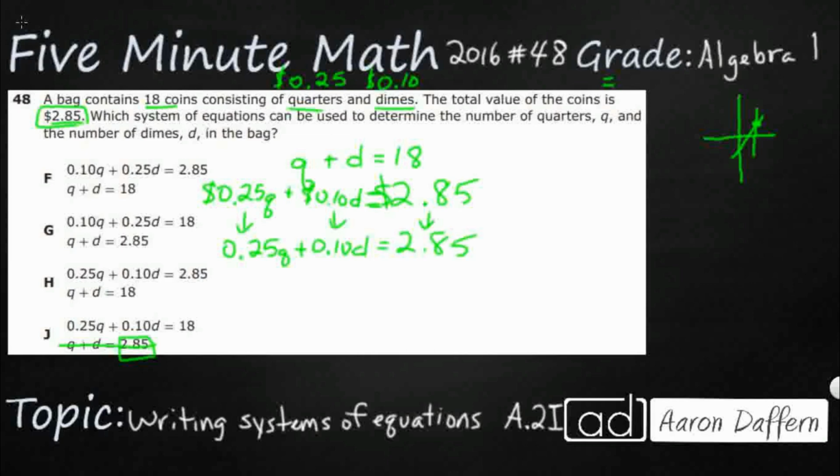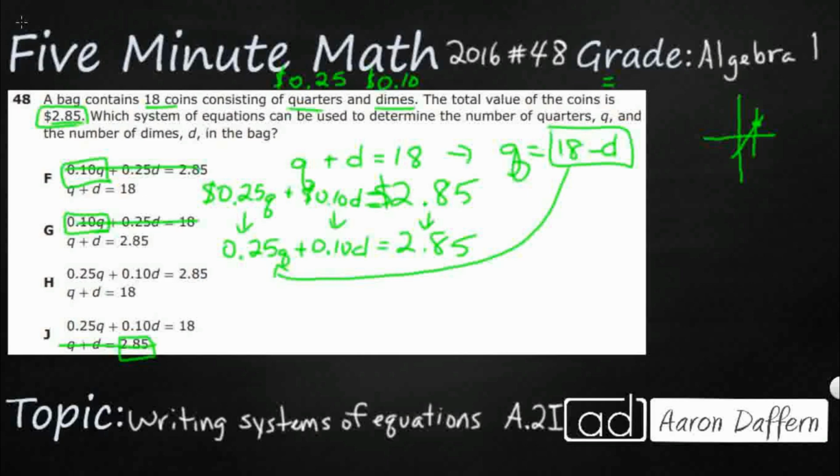And so where do we see this one? We see that on H. Look at G and F. They've got 10 cents per quarter. It's 25 cents per quarter. So that's the issue there. Now, if we wanted to solve it, we could rewrite this: Q equals 18 minus D. I just took the D to the other side, and then substitute this in to here, and we could actually solve for the system. But our answer here is H.